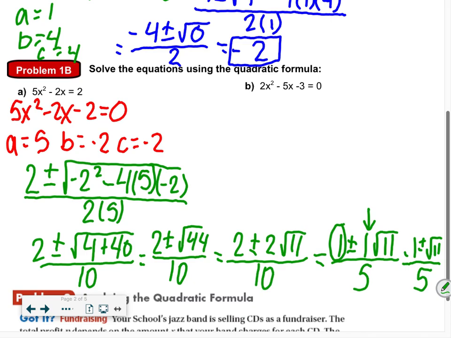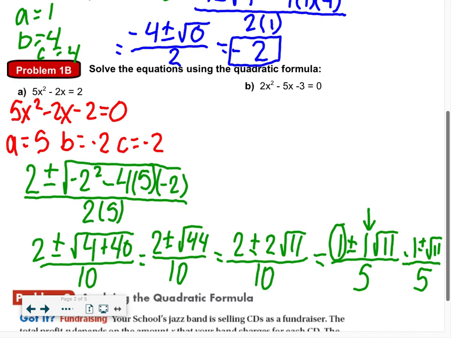Make sure you don't divide your radical though, your square root. Just the stuff outside the square root. So once you get down to here, make sure you see if you can simplify your square root, and then see if you can simplify your fraction. Questions there?